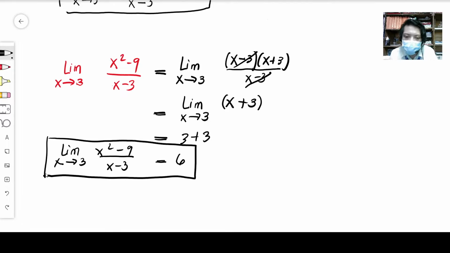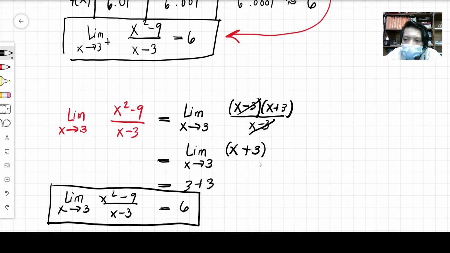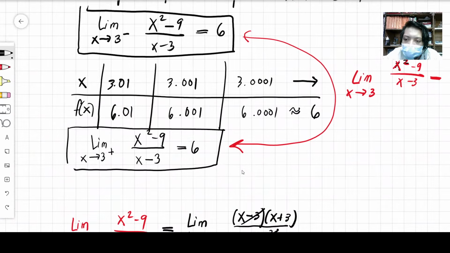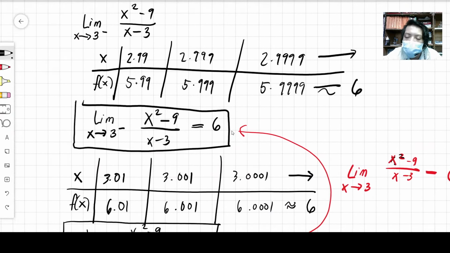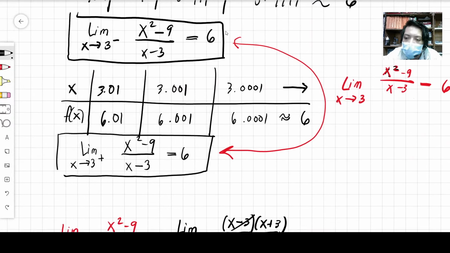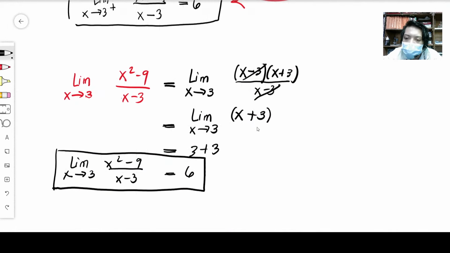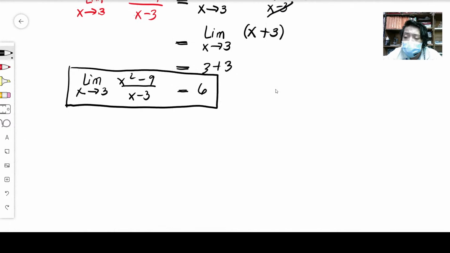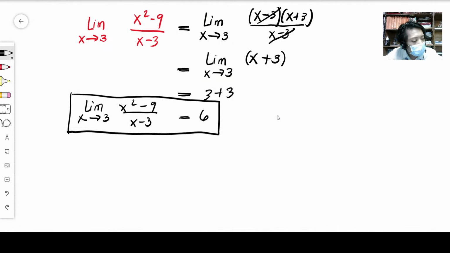So, that's the value of the limit. Some might ask, sir, why do we need to learn how to solve using the table of values if there is a work around? Because some functions, for example the next one, you cannot cancel out. Some functions are irrational functions. When you are dealing with irrational functions, you cannot cancel out a common factor. Example.